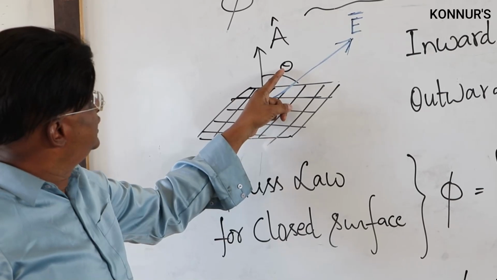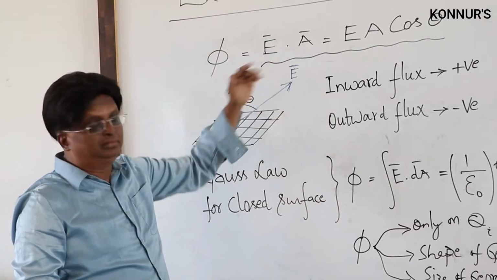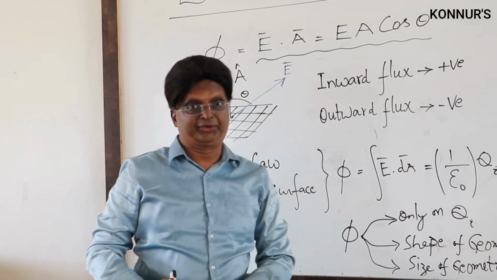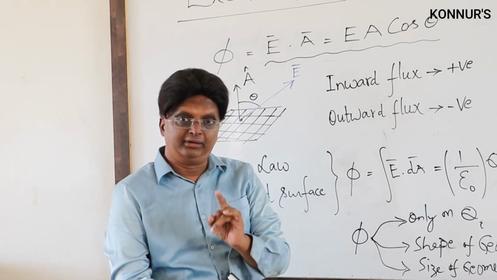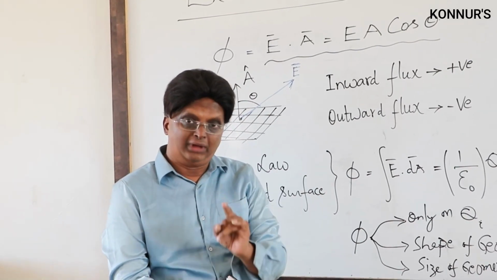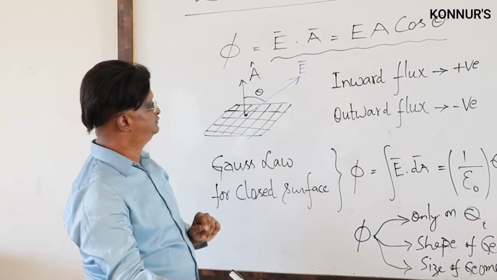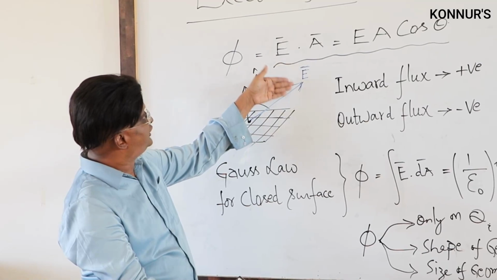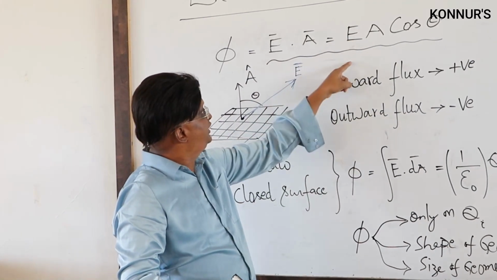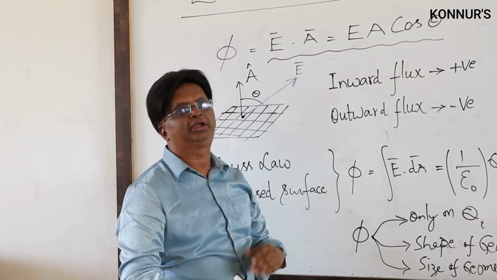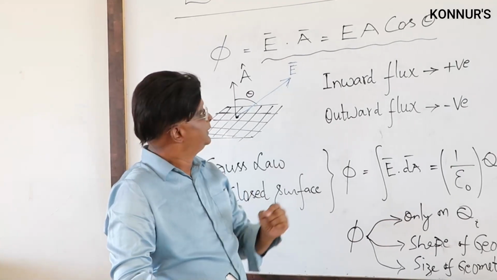Now, theta is the angle between the normal drawn to the surface and the field vector. Remember, theta is not the angle between field and surface. It is the angle between field and normal to the surface. Of course, I have not got into details like the SI unit. The other day we told you field is volt per meter, and area is meter square, so it becomes volt meter as the SI unit.